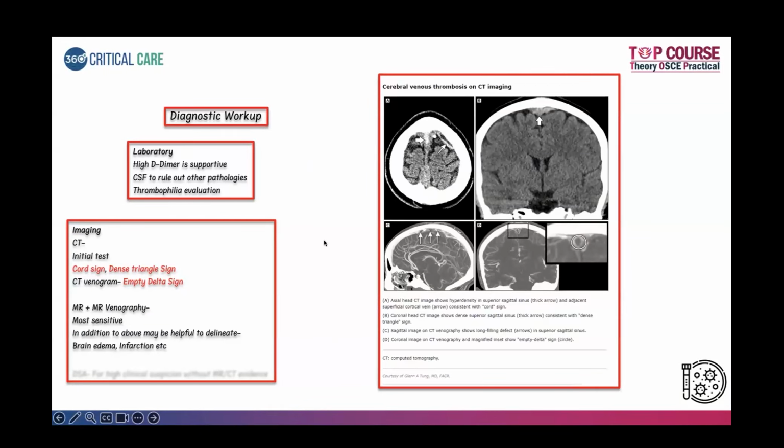Then MR venography is the most sensitive and gold standard. In addition to that, it can show you some edema or infarction, which is not delineated by the CT. And DSA can be used if you cannot find a thrombus on MRI but you are very suspicious of that. In that case, DSA will be the best test to see if anything is being missed on CT or MRI.